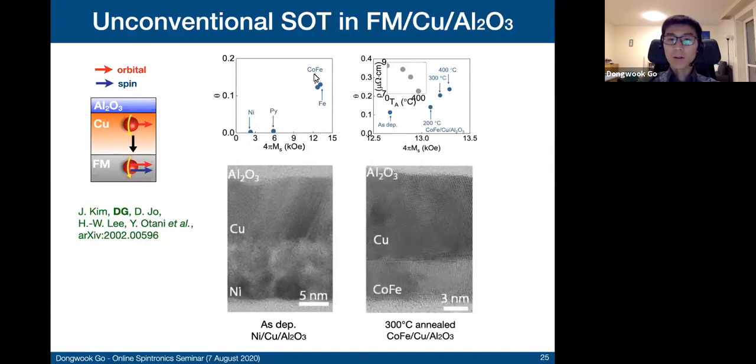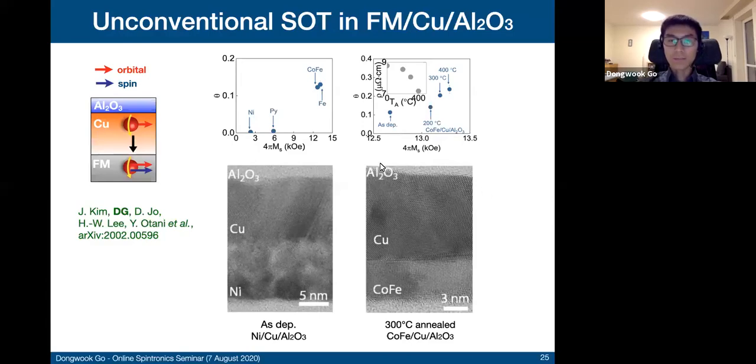But on the other hand, for the cobalt iron case, when it's annealed at 300 Kelvin, 300 Celsius, sorry, we found an almost atomically aligned texture at the interface. So from this observation, we see that the interface disorder and interface crystallinity between the copper layer and the ferromagnetic layer seem to play a very important role. And this seemed to agree with what is predicted by the orbital torque mechanism.